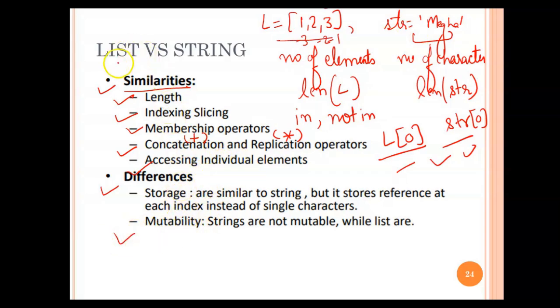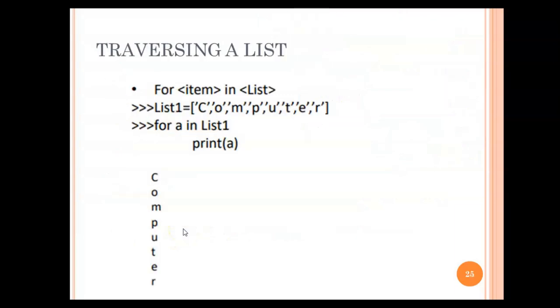A list is a mutable data type, which will allow you to change the value from a particular position. But that is not possible in the case of a string, because a string is an immutable data type which won't allow you to change the value from a particular position. Okay, unchangeable and changeable. So these are the similarities and the differences between list and string.